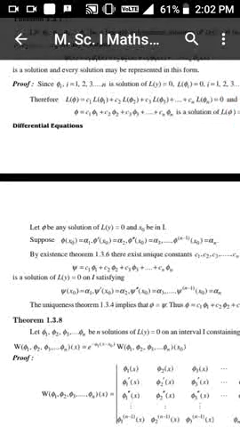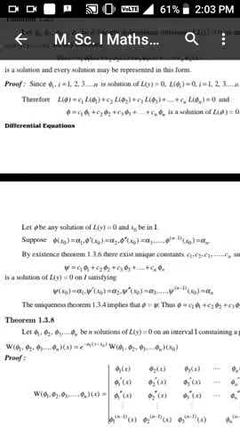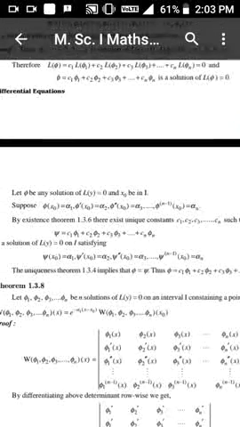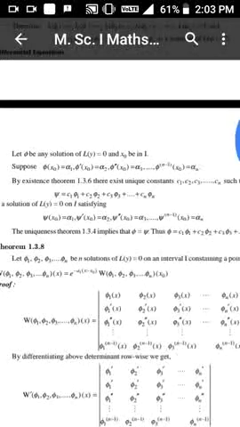Since phi i, i = 1, 2, 3, ..., n, are the solutions of L(y) = 0, L(phi i) = 0, i = 1, 2, 3, ..., n. Therefore L(phi) = c1 L(phi 1) + c2 L(phi 2) + c3 L(phi 3) + ... + cn L(phi n) = 0, and phi = c1 phi 1 + c2 phi 2 + ... + cn phi n is the solution of L(phi) = 0.